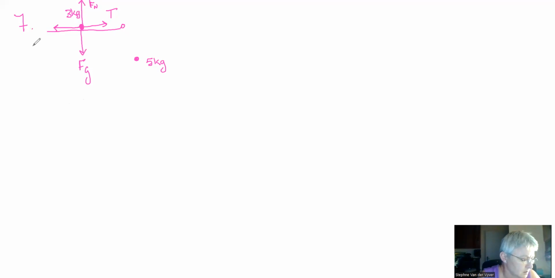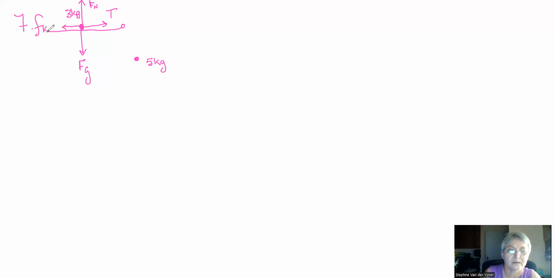Now, it's joined by a string passing over. The system accelerates clockwise. That means that this friction is a kinetic friction, and it would be less than the tension.